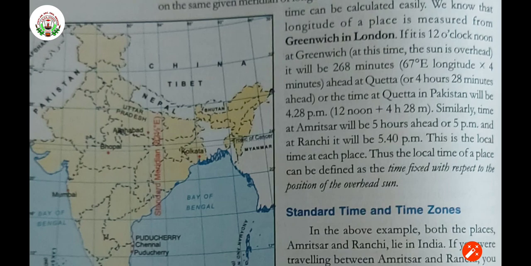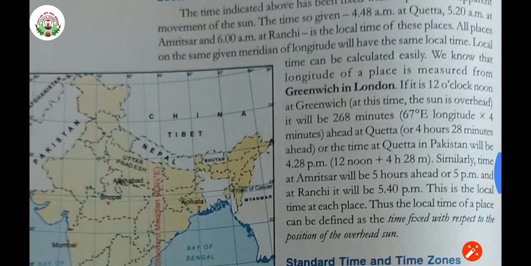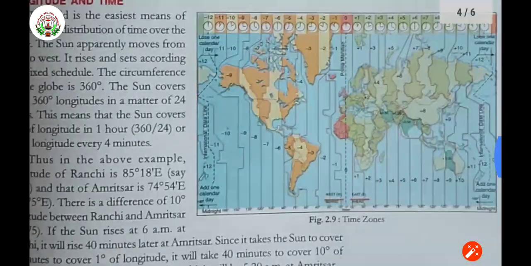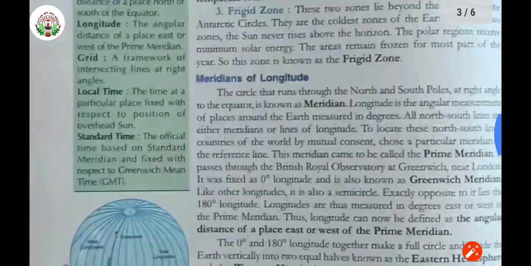This is the local time at each place. Thus, local time of a place can be defined as the time fixed with respect to the position of the overhead sun. According to that only the time is being fixed. This is the local time, meaning what actually the time will be. It is going to be said like that.